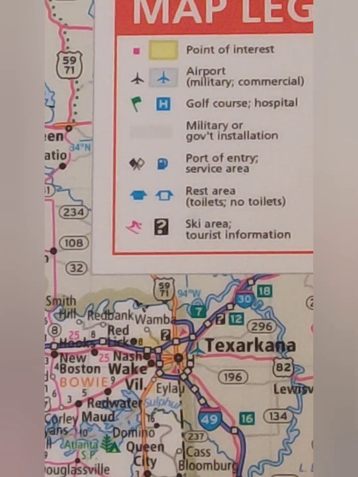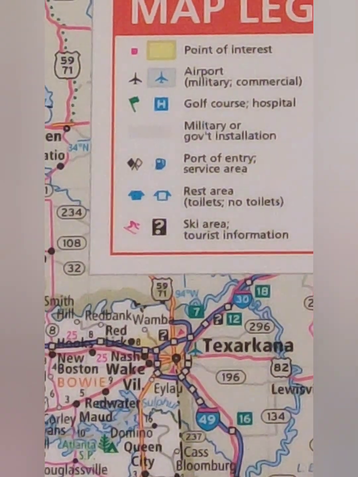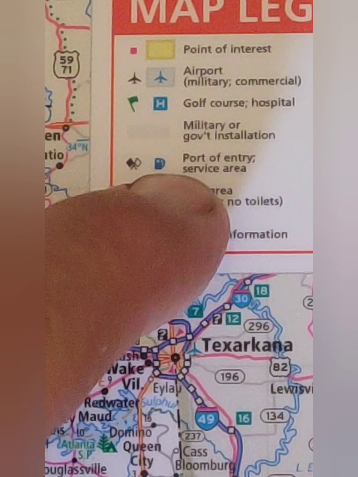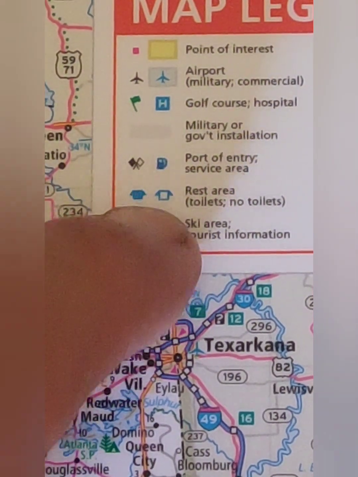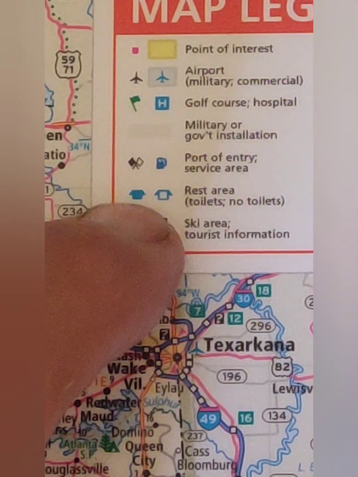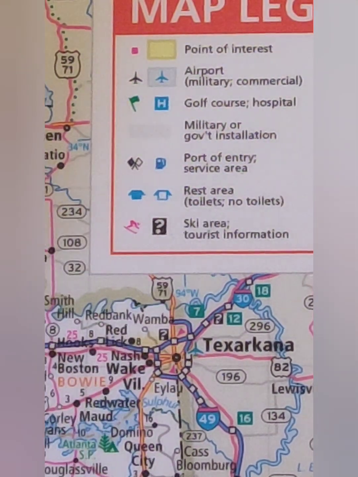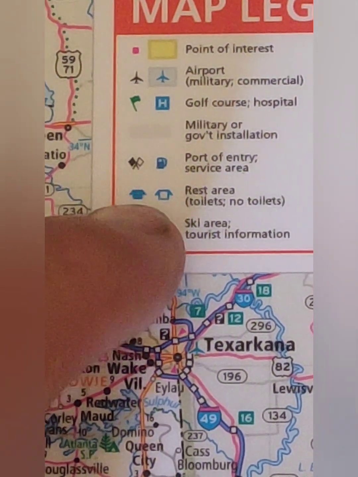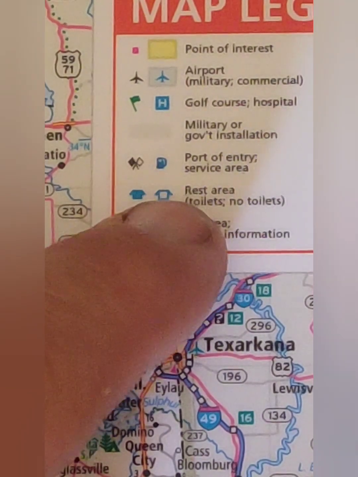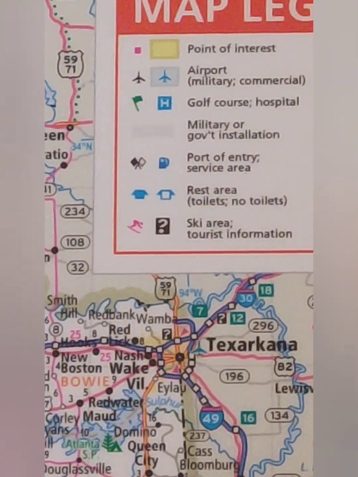Now, if you're going along I-10, you'll see a lot of those stations along I-10. You'll see your gas stations, as well as the next two. You have these little house-looking things or benches. Those are rest areas. A solid blue one means there's toilets. An empty one means that there is no toilets.